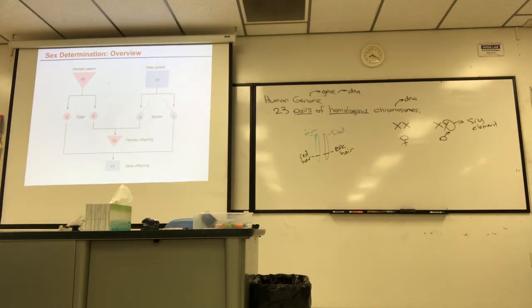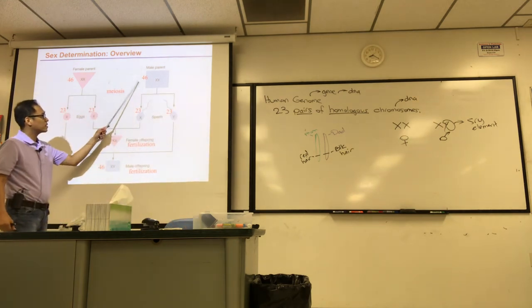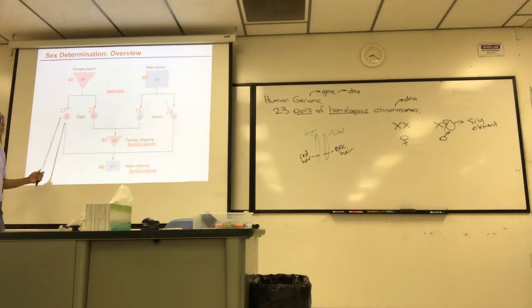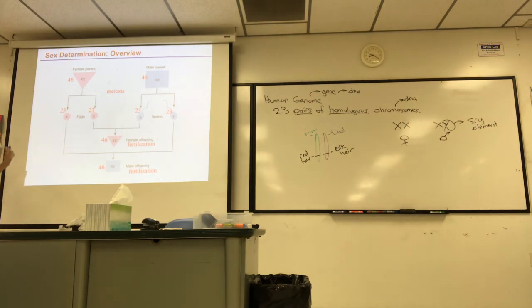So, let's remember that it's 23 pairs of homologous chromosomes, so technically that's 46. But the goal of meiosis is you want each of the germline cells, the sperm and egg, to have half of that. So instead of 23 pairs, you just want 23 single chromosomes, so that you restore the 23 pairs, or 46, through fertilization. So distinguish 23 pairs from 23 single chromosomes in cell division.